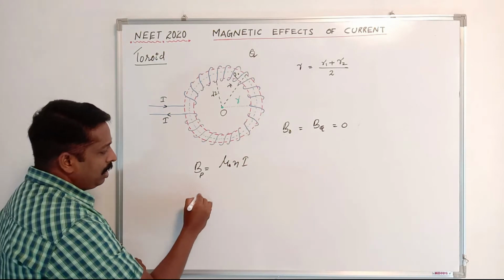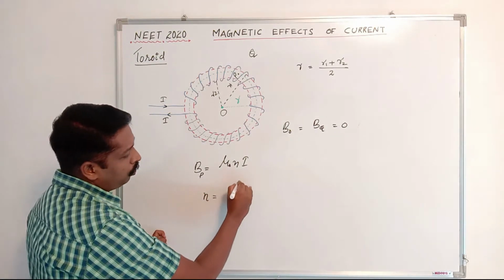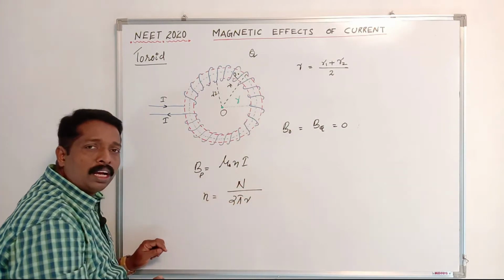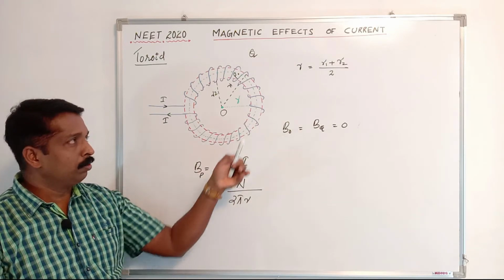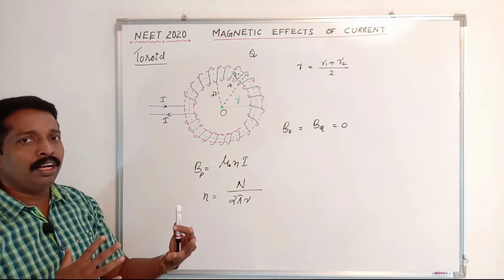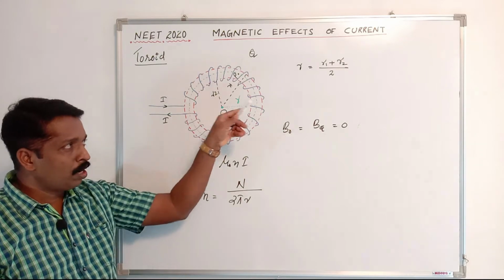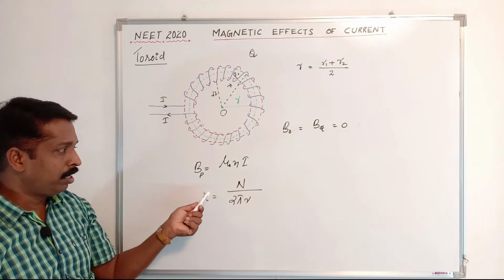What is N? Here, for a toroid, N is equal to the number of turns by 2 pi r, N by 2 pi r, where r is the average radius. It is given by (r1 plus r2) by 2. If the outer radius and inner radius are given in the question, then you have to consider r by taking the average value and substitute here.